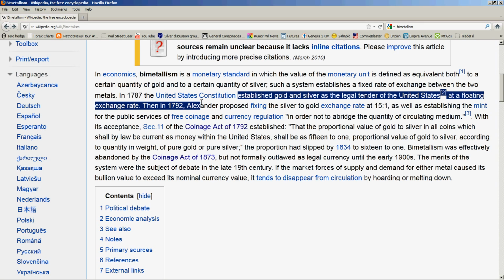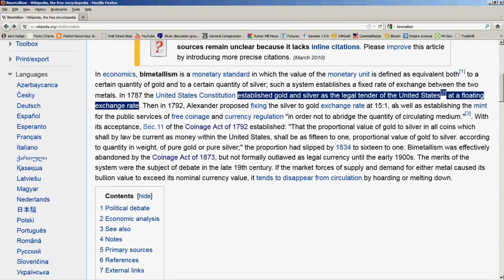A floating exchange rate. Okay, so this is key. The original Constitution of the United States established gold and silver as money at a floating exchange rate, because the Constitution did not provide for a fixed exchange rate between silver and gold.